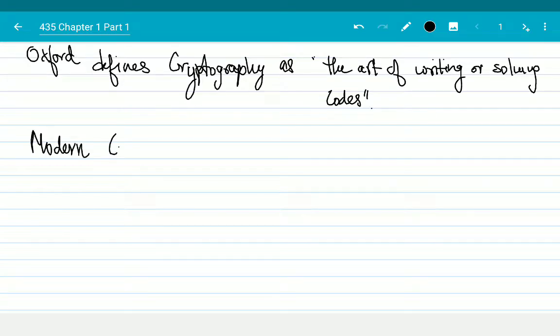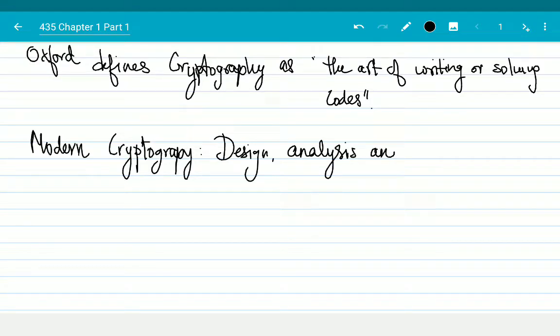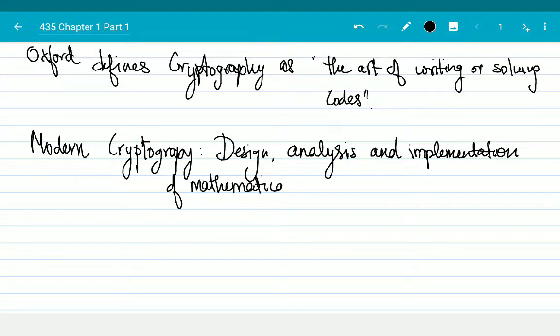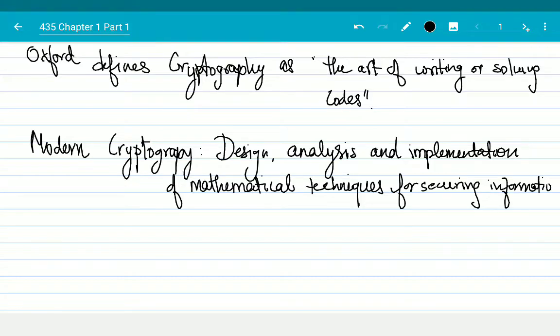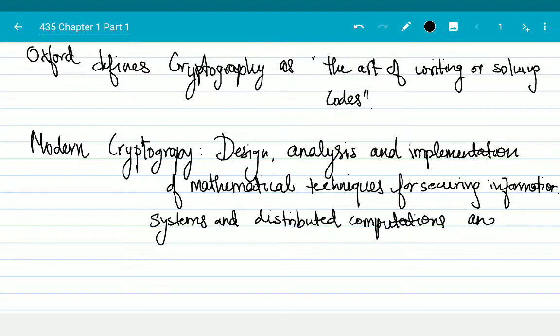So, modern cryptography is basically the design, analysis, and implementation of mathematical techniques for securing information, systems, and distributed computations against adversarial attacks.